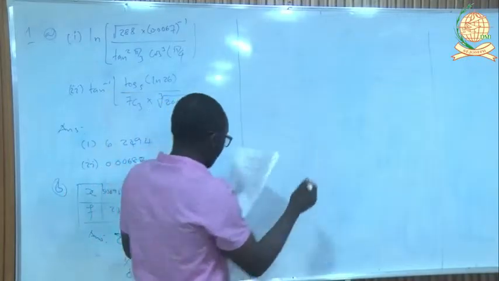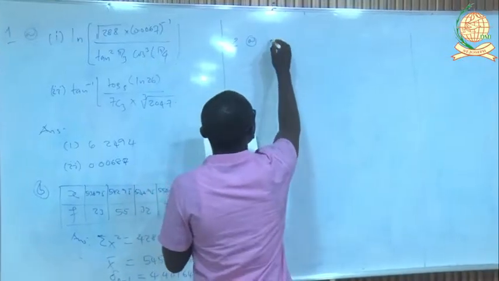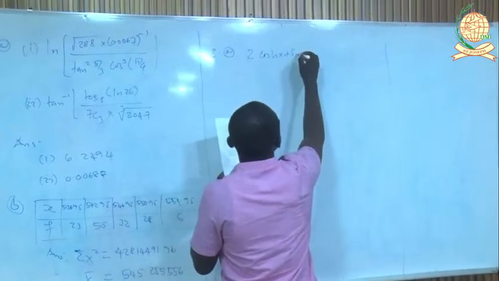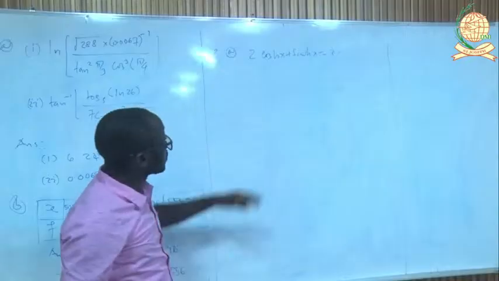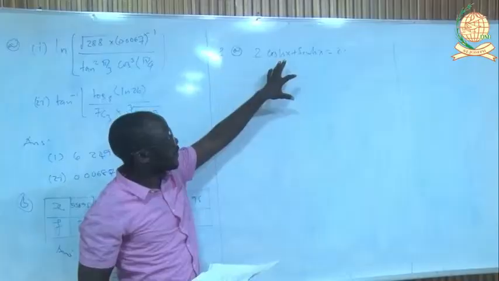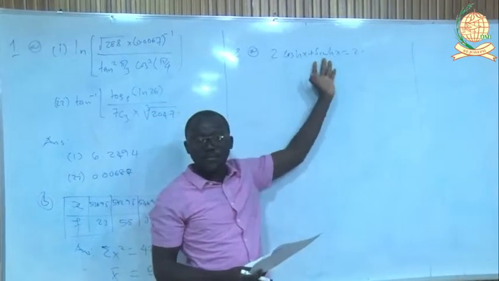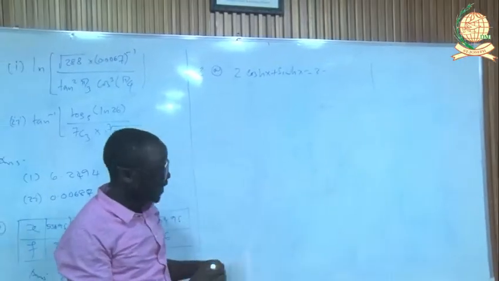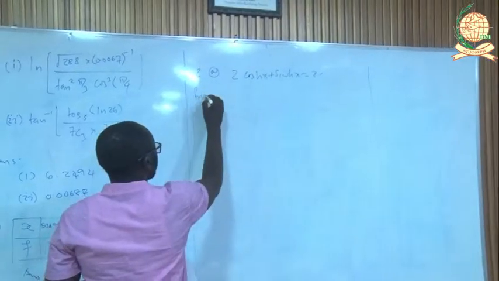So question number 2A says, solve for these equations: 2 cosh x plus sinh x equals 2. You are told to solve this hyperbolic equation, that means to find the missing variable x, for what value of x makes the left-hand side equivalent to the right-hand side. So we'll go directly to the definitions of hyperbolic functions.